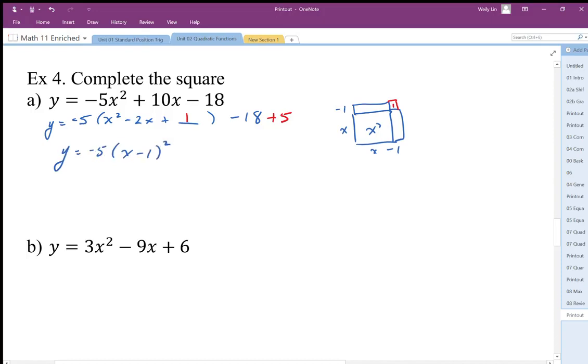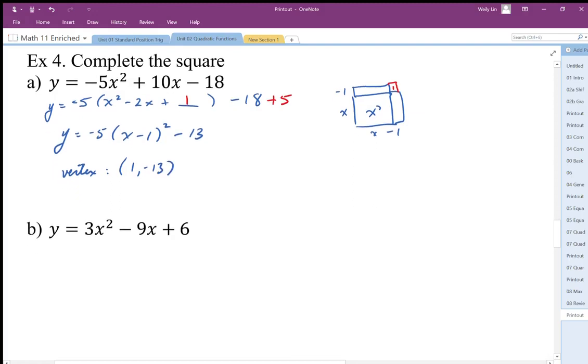So there's my square. Okay, it's an x minus 1 squared. And the y-coordinate of the vertex is 13. So the vertex can be found at 1 over, negative 13 down. And what I've done is I've completed the square. I finished off the square.